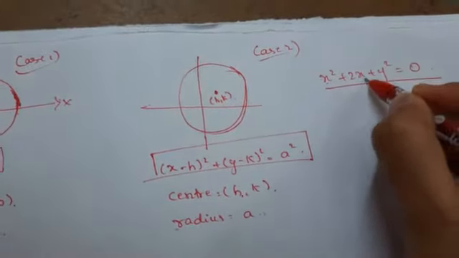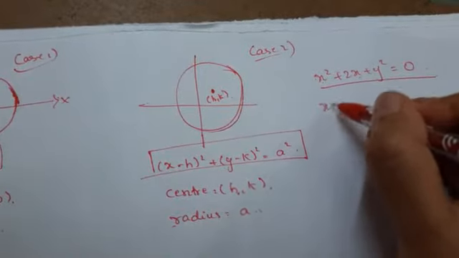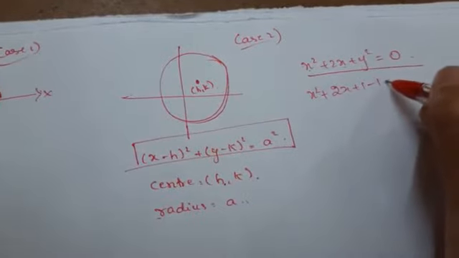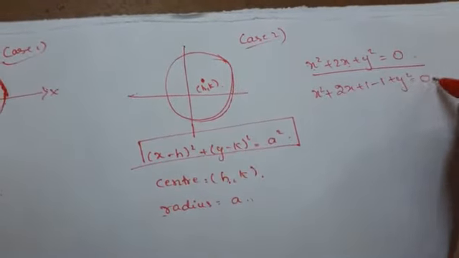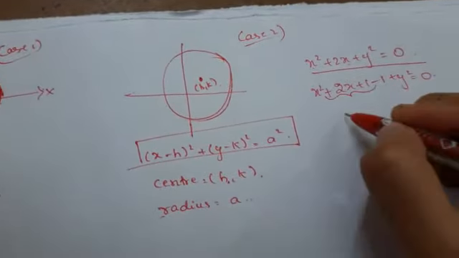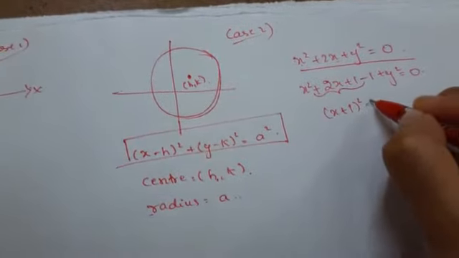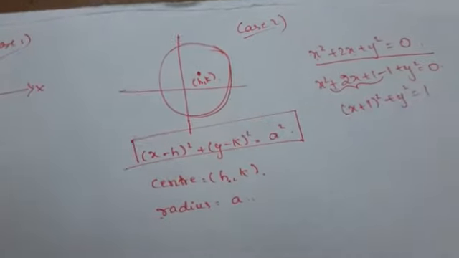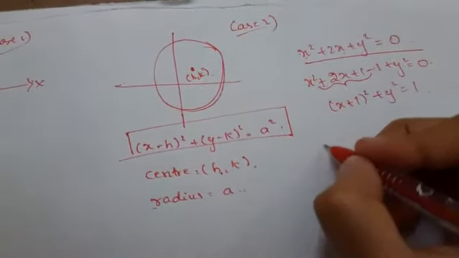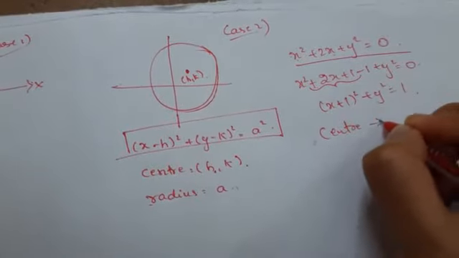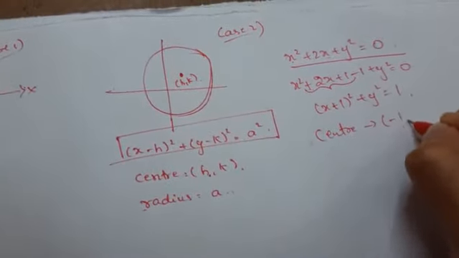So here we are having x square plus 2x, so I am completing the square: x square plus 2x plus 1 minus 1 plus y square is equal to 0. So x square plus 2x plus 1 is nothing but x plus 1 whole square, plus y square is equal to 1. So it is in this form. What is the center here? The center of the circle is nothing but minus 1 comma 0.